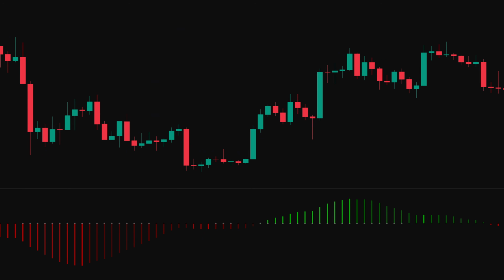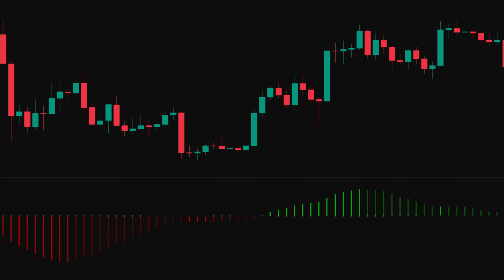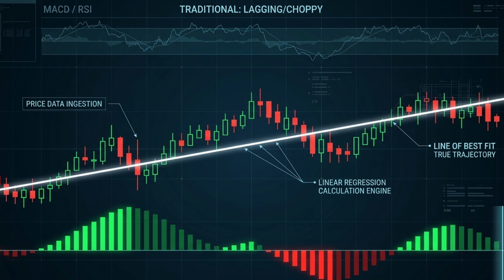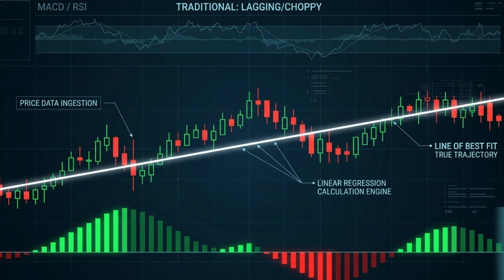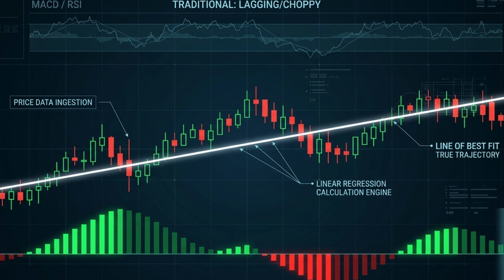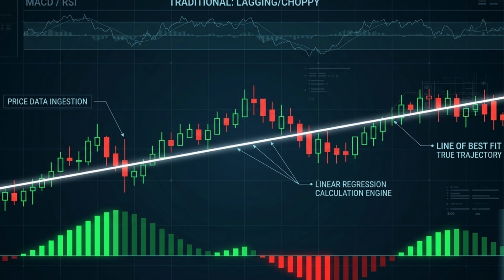The second part of the indicator measures the momentum, which shows whether buyers or sellers actually have control of the market and whether price pressure is increasing or decreasing. Instead of using a traditional momentum indicator like the relative strength index or the moving average convergence divergence, or MACD, this indicator uses a linear regression calculation based on the price relative to its own recent range. The indicator compares the current price to the midpoint of the recent price range and then applies a smoothed linear regression calculation to determine the direction and strength of the momentum.